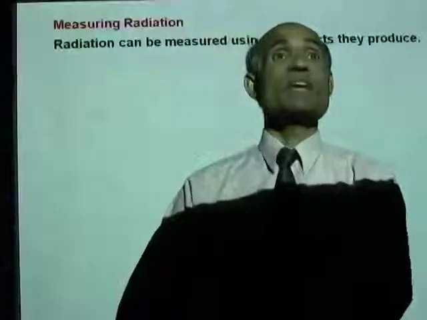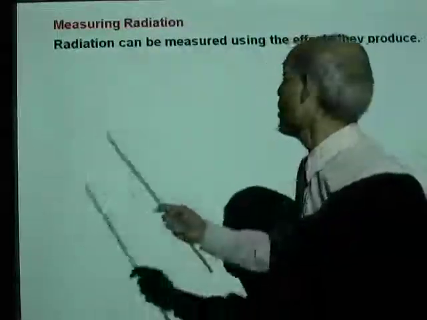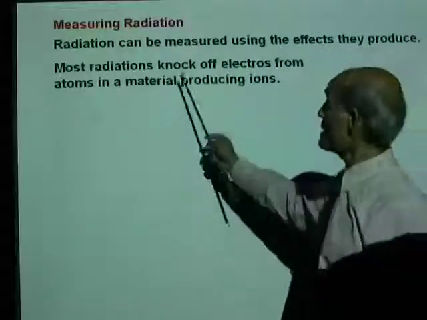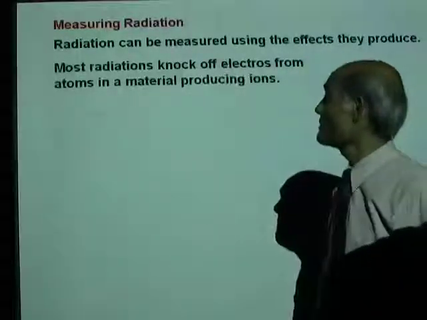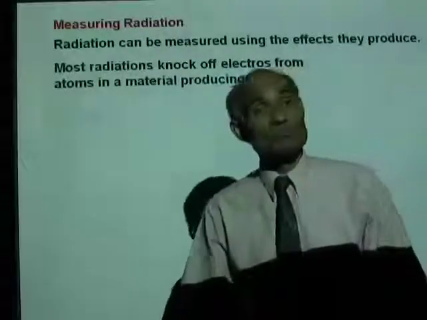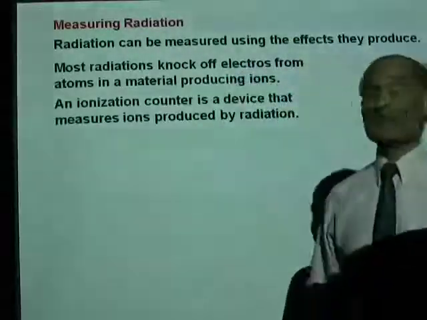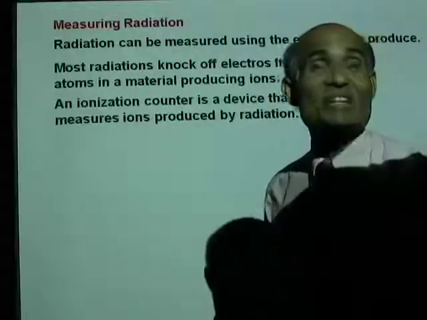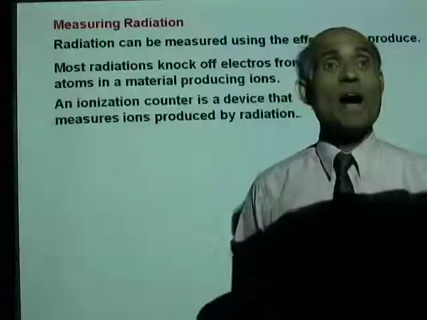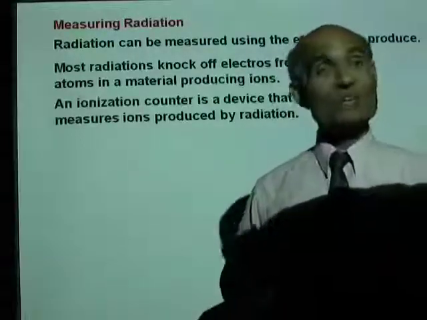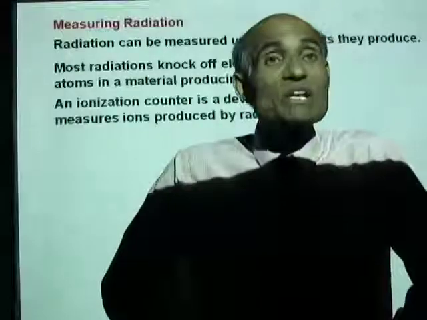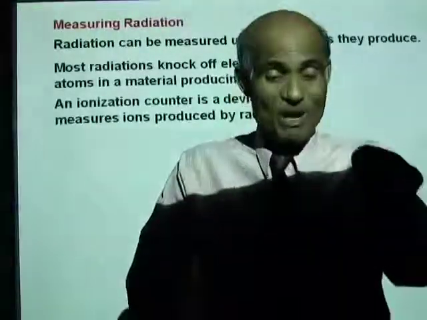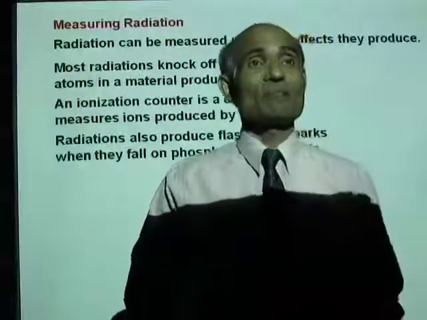So radiations can be detected or measured using the effects they produce. Most radiations knock off electrons from atoms in a material, producing ions. Now, an ionization counter is a device that can detect and measure ions produced by radiation. So obviously, a radiation detecting device makes use of the ionizing properties of radiation.